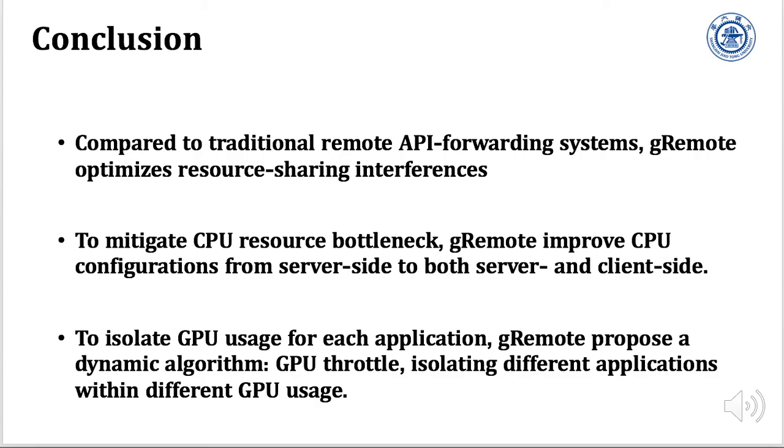This is our conclusion. Compared to traditional remote API forwarding systems, gRemote optimizes shared resource interference from two aspects: to mitigate the CPU resource bottleneck and also to isolate the GPU usage of each application. And this is our talk.